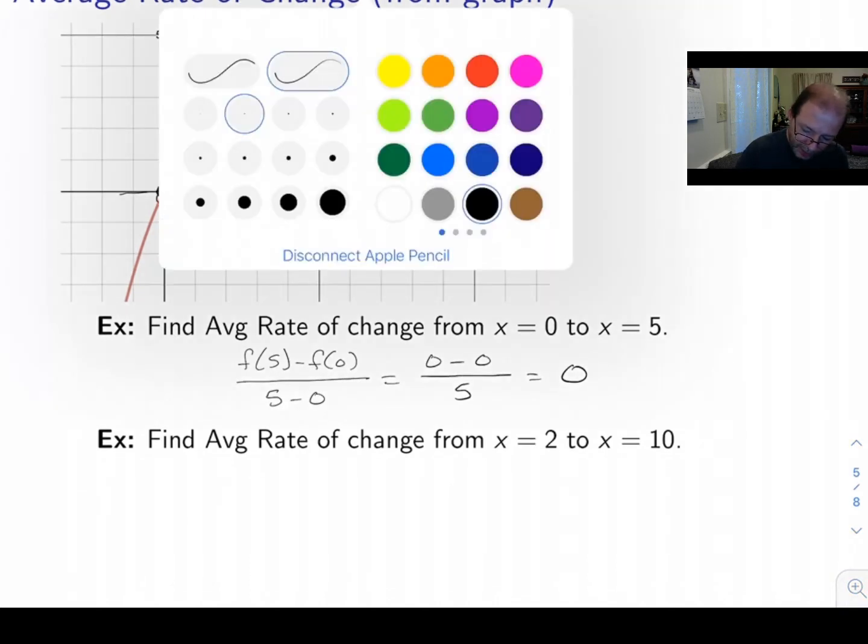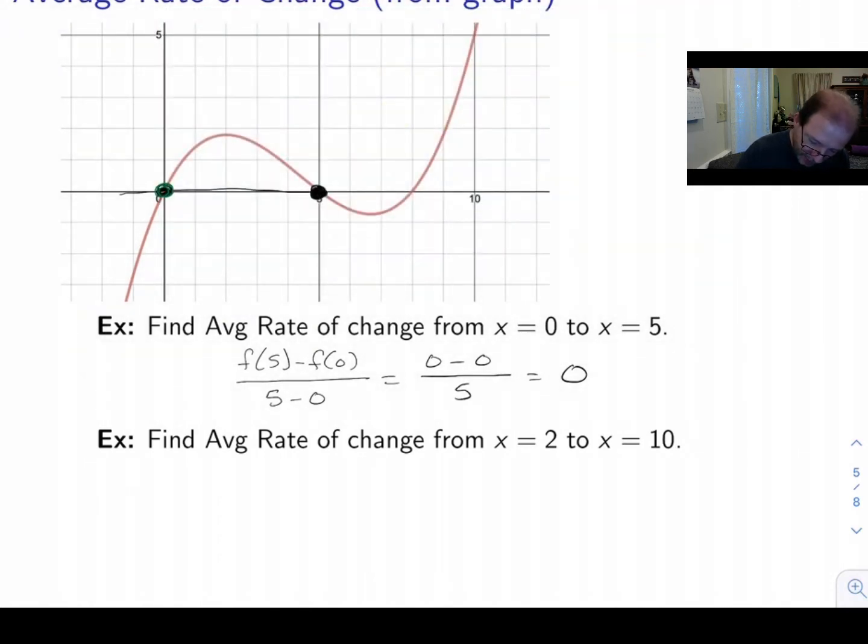Now to find the average rate of change from 2 to 10, I'll do that one in dark green. That's x equals 2 to 10. So if I come over here to 2, let me erase this. So 2, that's right here, and then 10 is here. So again, I'm going to have to kind of eyeball this a little bit. f of 2 is, let's call that 1.8. That's a pretty good estimate of its y-coordinate. And f of 10, we can look at the graph and see f of 10 is 5.